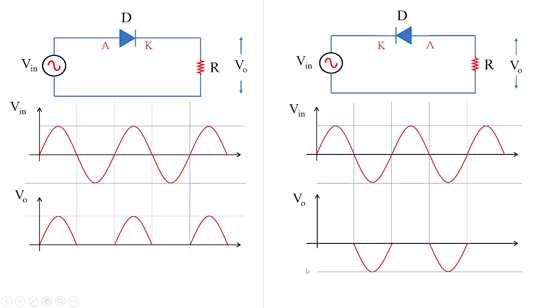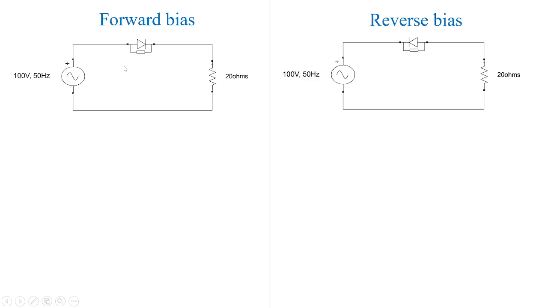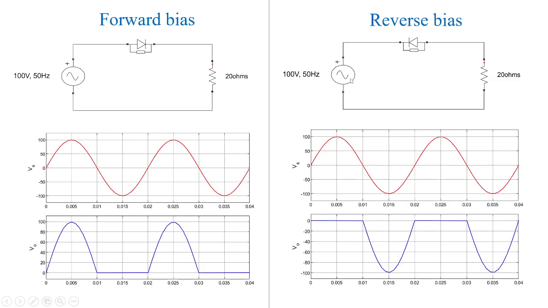So in our last class, you can see we have seen the forward bias condition and reverse bias condition. Under forward bias, you had a diode which is shown in this direction. Under reverse bias, you can see the negative is connected to the positive of the input supply terminal. And these are the output waveforms which we have seen in MATLAB.